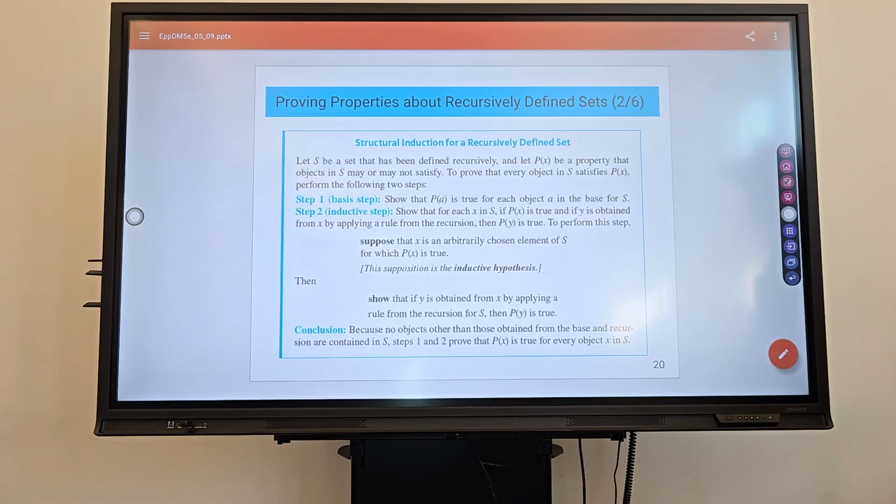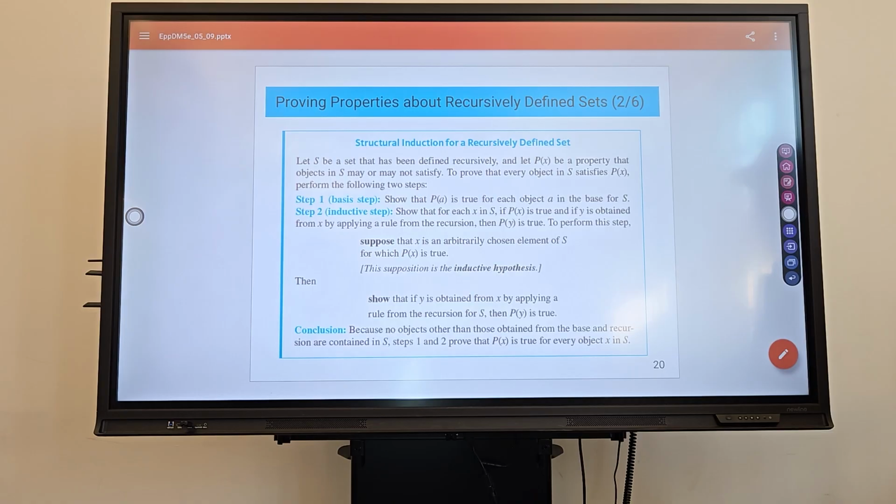Let S be a set that has been defined recursively, and let P(x) be a property that objects in S may or may not satisfy. To prove that every object in S satisfies P(x), perform the following two steps. The basis step: show that P(a) is true for each object a in the base for S.